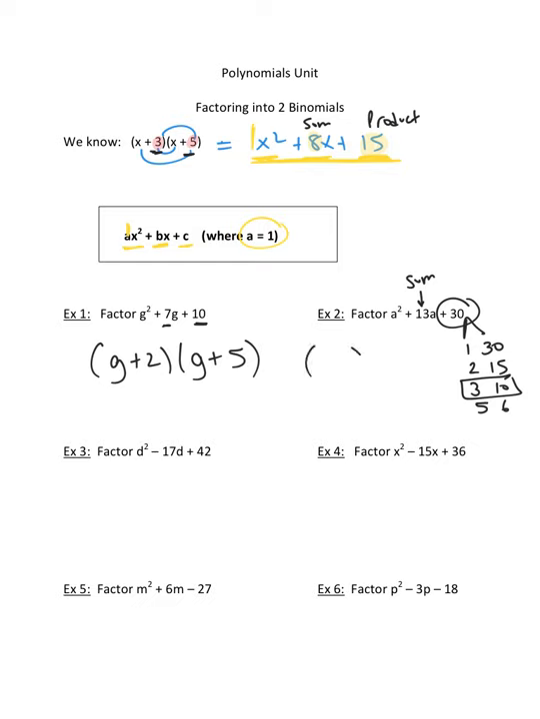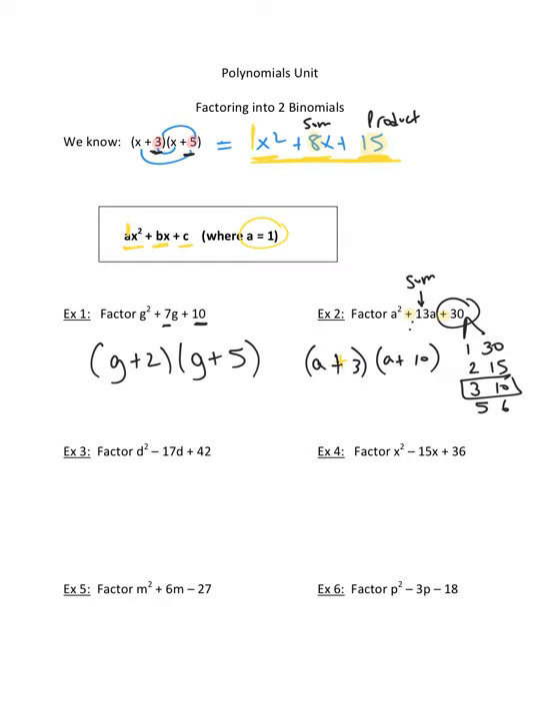That tells you that you're going to set up two binomials. A times A gives you the A squared. 3 times 10 gives you the 30, and when you add them, you get 13. Now, if both of these middle signs are positive, then in here, you'll have two positives. We'll get into more complicated ones in a second.